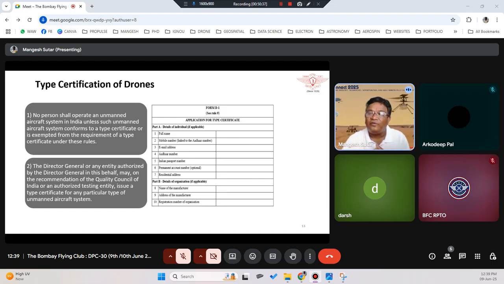I am already offering consultancy to some organizations who are interested in making their own drones. One company in Rajasthan is trying to make a hybrid drone. There is another company trying to build a surveillance drone in Mumbai. For them, I am giving guidelines and consultancy, helping them make the drone and work on the documentation part so that they are able to get the drone type certified from the Quality Council of India and further by DGCA.